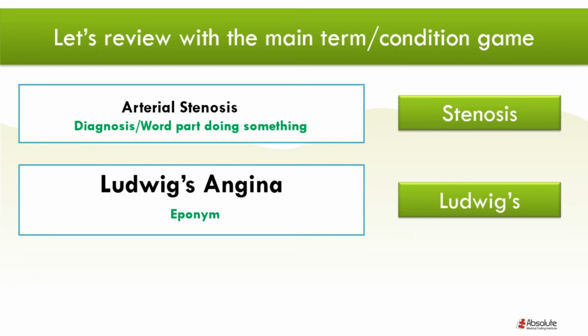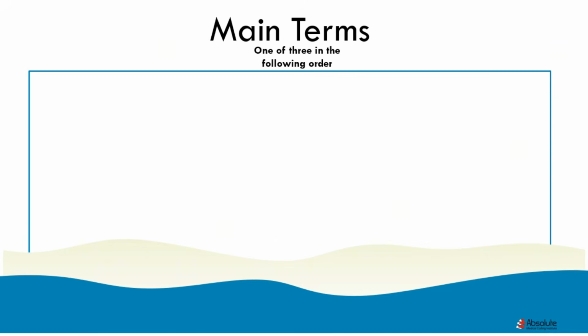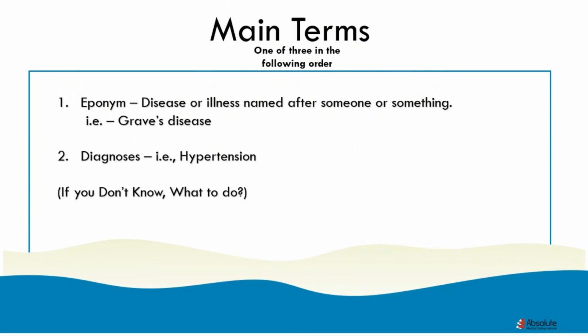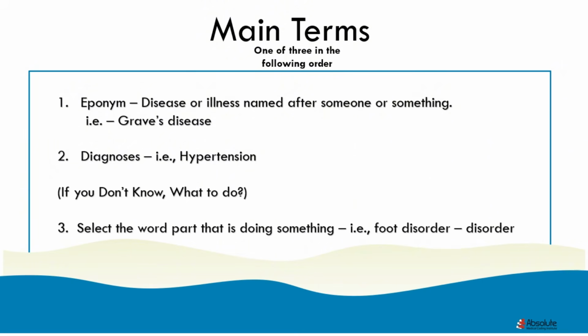Now, this is the AMCI method. You can look up terms in other ways, you can, but if you have a standard way of doing it, that means you don't have to think about it. It is your method, and it will make you move faster. It will. All right, so let's review our main terms. In this order, this is the hierarchy. If it's an eponym, look up that eponym first. Next, the diagnosis. Next, if you don't know, select the word part that's doing something.